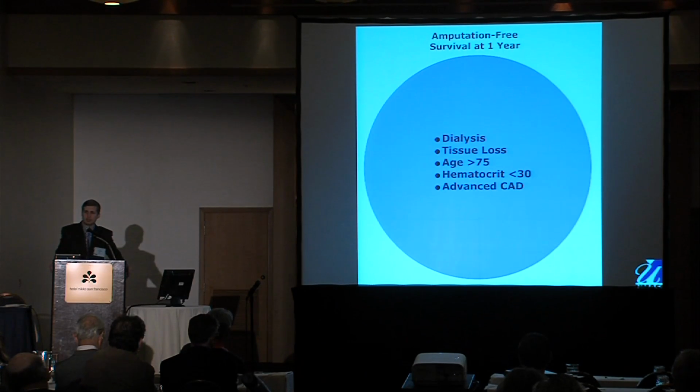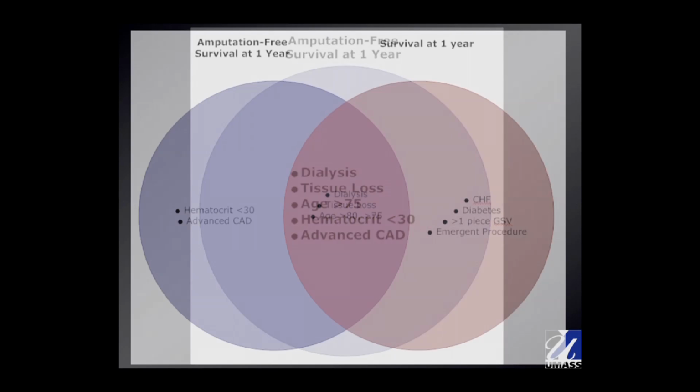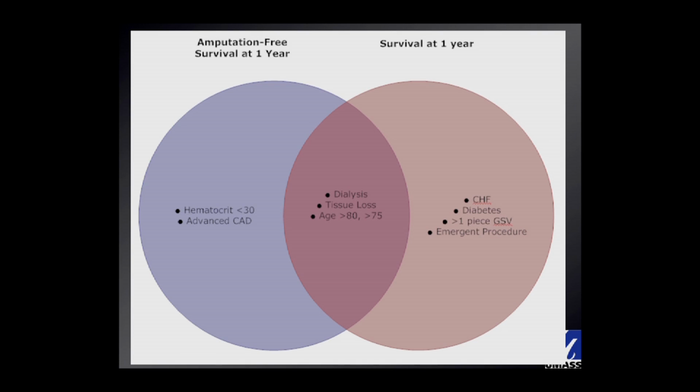So how do you really put all this together? I think it's challenging. And basically what we do as clinicians is we start looking at a patient and we think about what outcomes are meaningful to them. And you can look at amputation-free survival at 1 year as one of those outcomes and see that these are the risk factors that may predict failure. But then you start throwing in other things and see how they overlap.